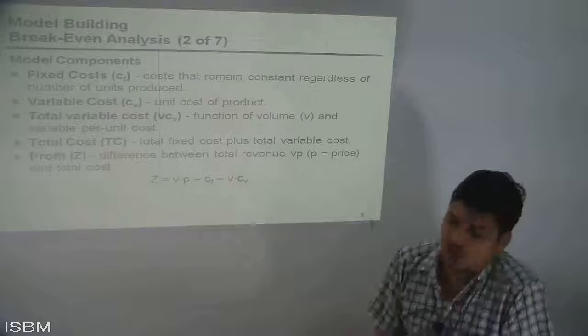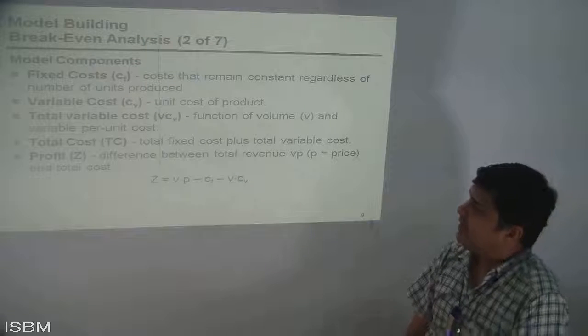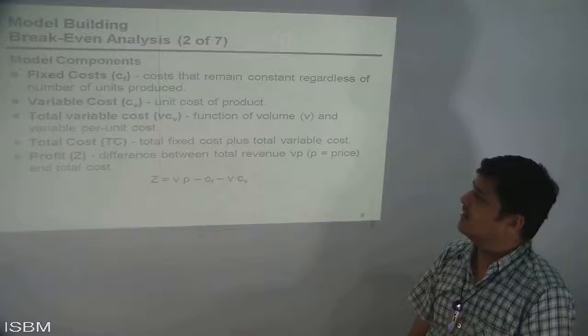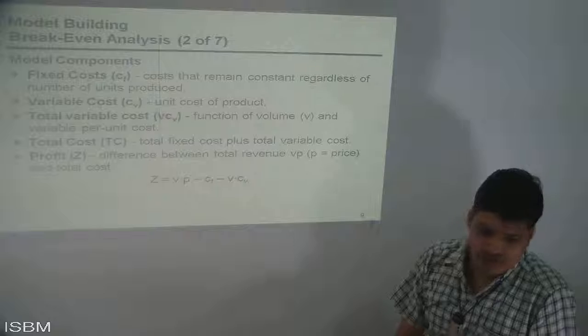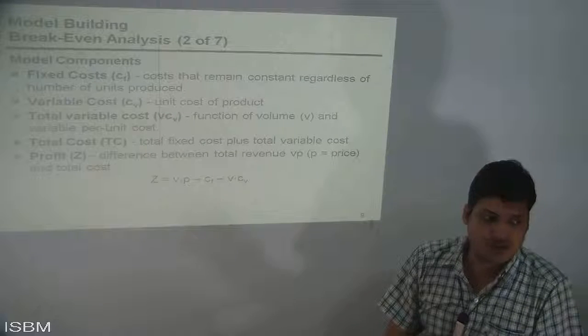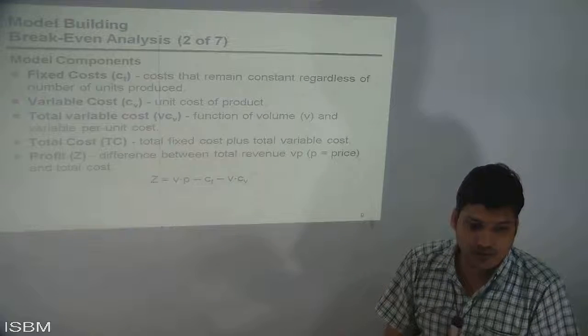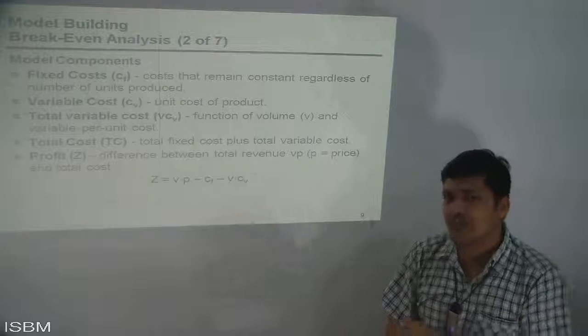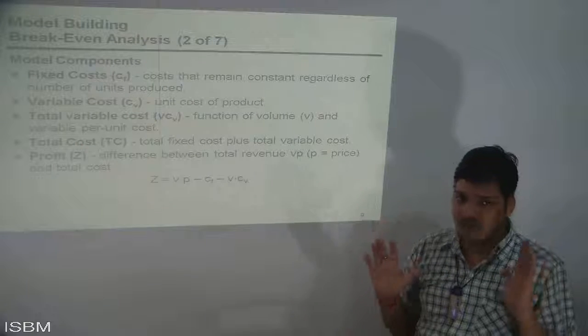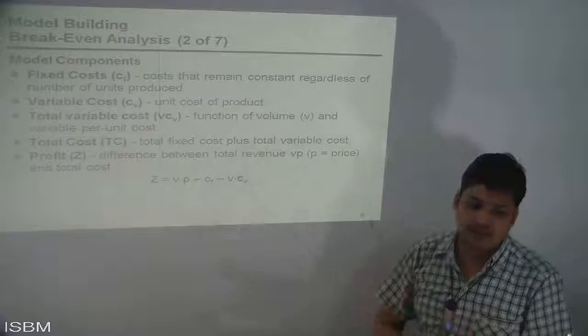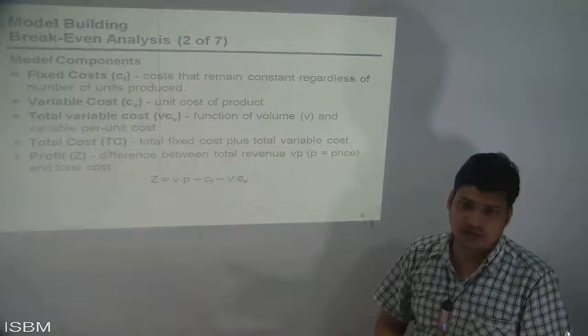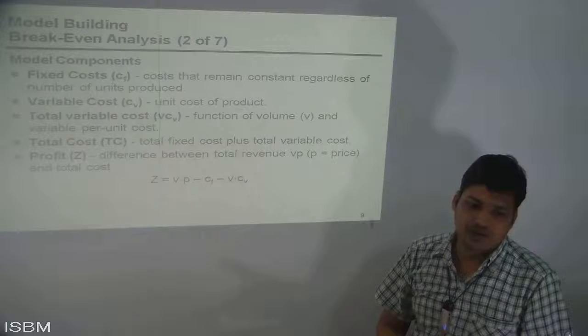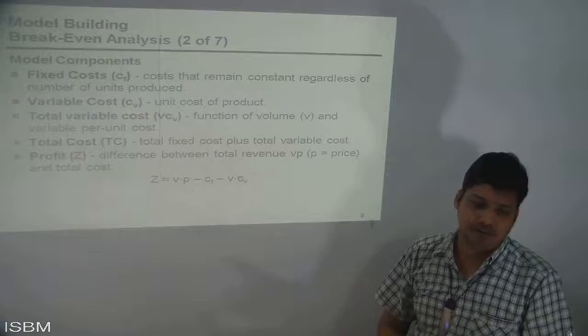So break-even point, model components. Fixed cost is nothing but CF. It is the cost that remains constant regardless of the number of units produced. Whatever number of units you produce, the cost is always constant. It is not variable with your number of units.